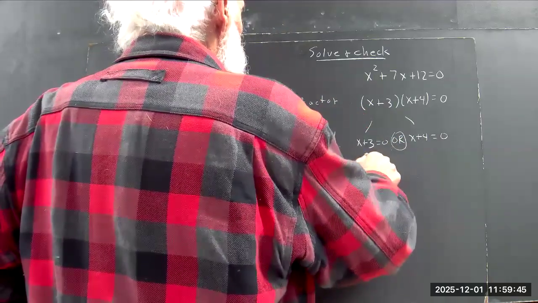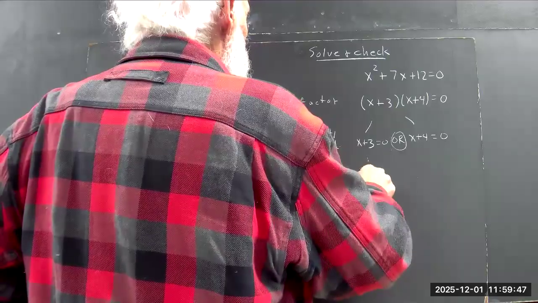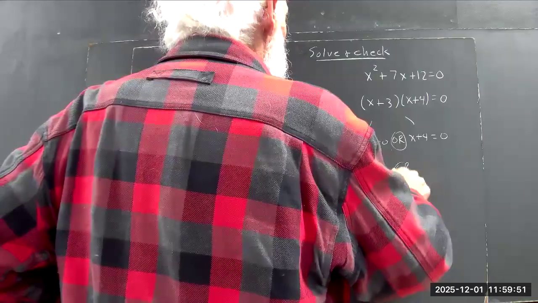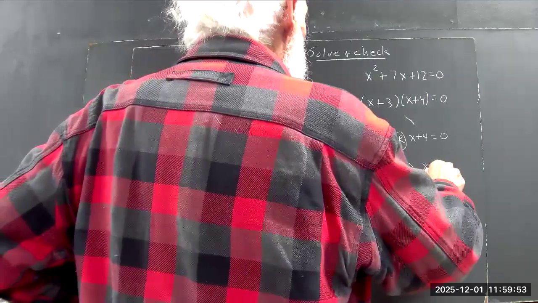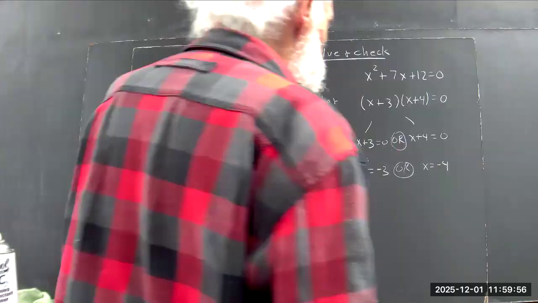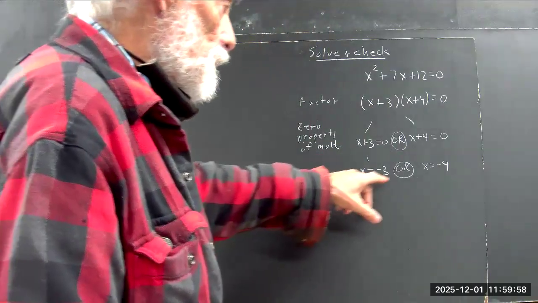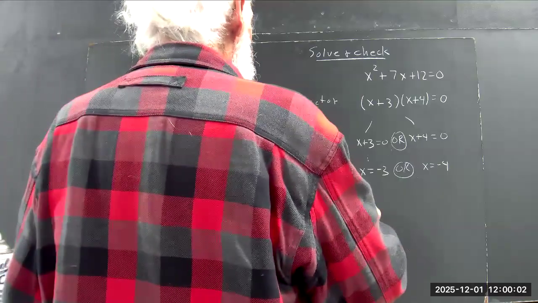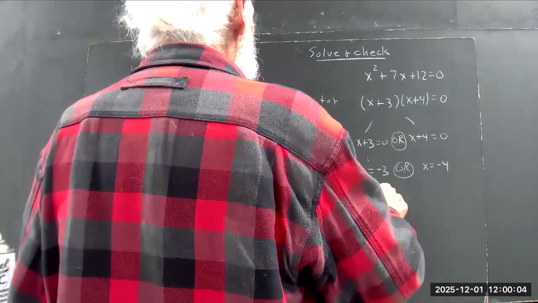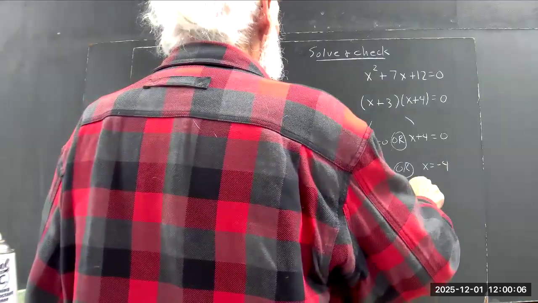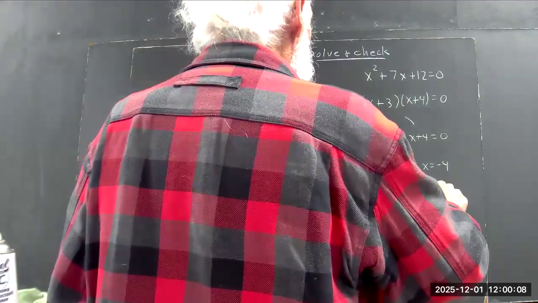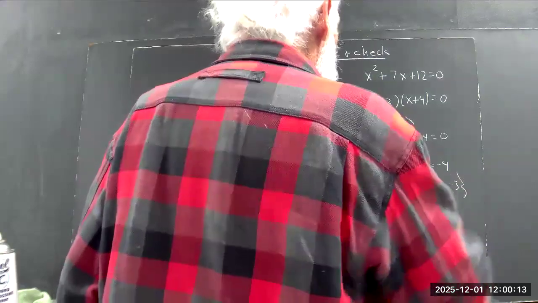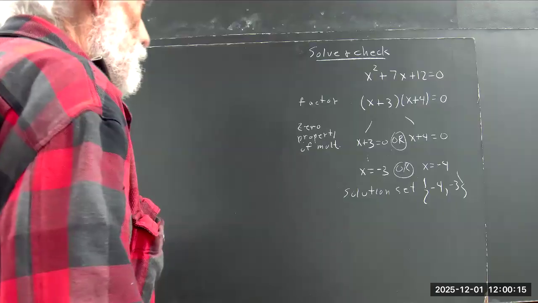Well, this is easily solved. Add negative 3 to both sides, and I'm not going to write that out. We get x equals negative 3 or x equals negative 4. The solution set is the set -4, -3.